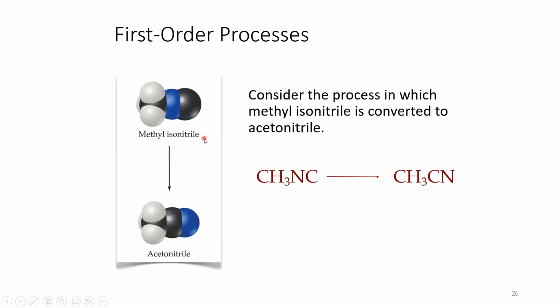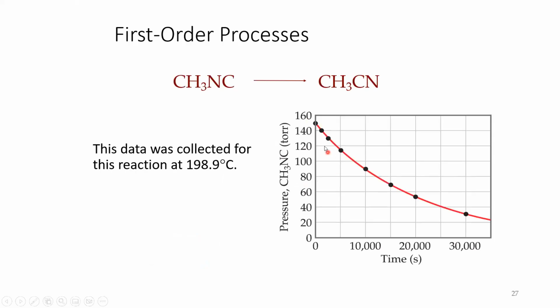reactions. So if we look at something like the interconversion of methyl isonitrile to acetonitrile, you can see we're just basically switching the carbon and the nitrogen around. This is going to be a first order reaction. So if we look at the concentration, in this case, we're representing it with pressure, but it's going to be equal to the concentration, assuming that the volume is going to be constant.